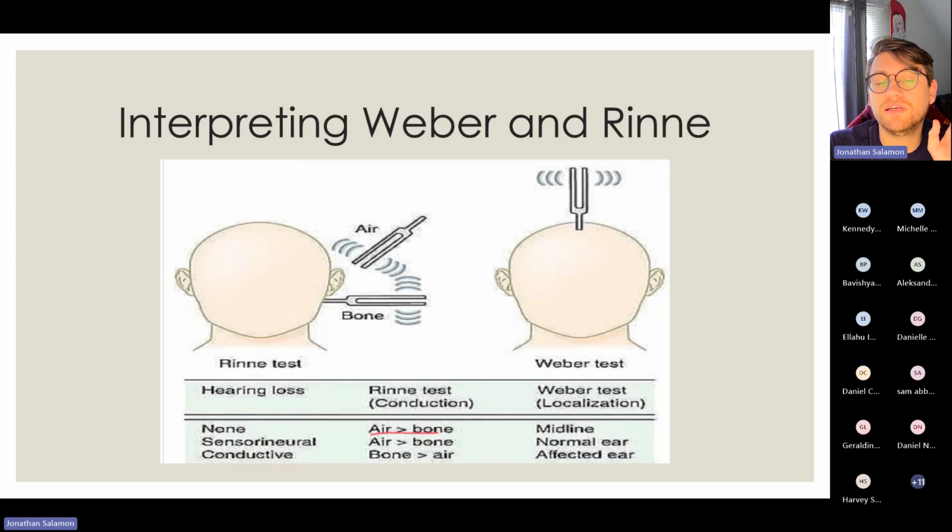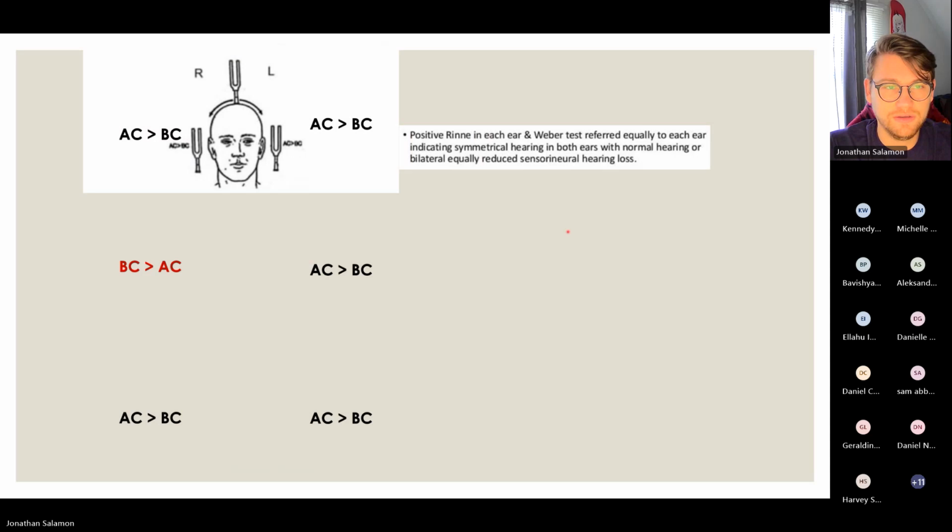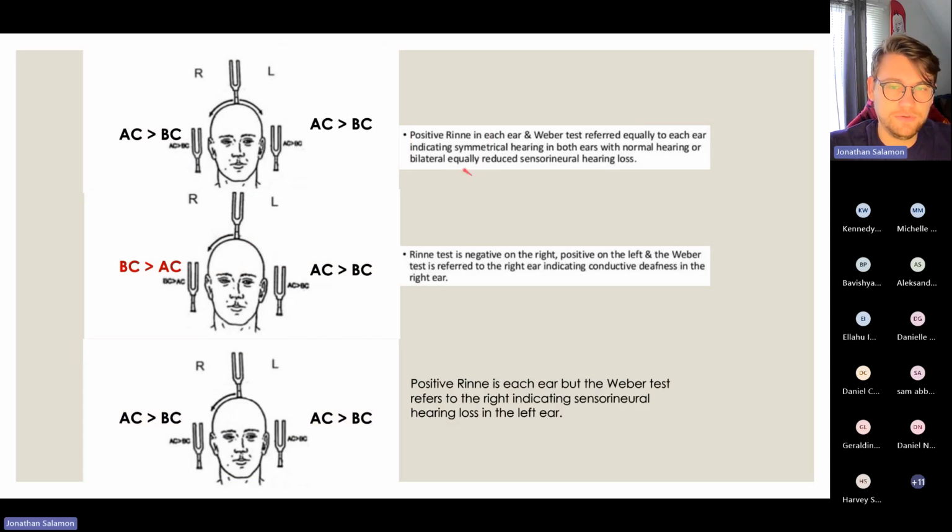If you have hearing loss, but air is still better than bone, then you know that the hearing loss has to take place after the sound has been conducted to the sensory cells, therefore sensory neural. Please know this. I'm pretty sure you're going to have a question that will specifically ask you which ear this is going to localize to. I almost guarantee you'll have at least one question like that. This is very important. This is what we just talked about. Oh, this is something I always get confused too.